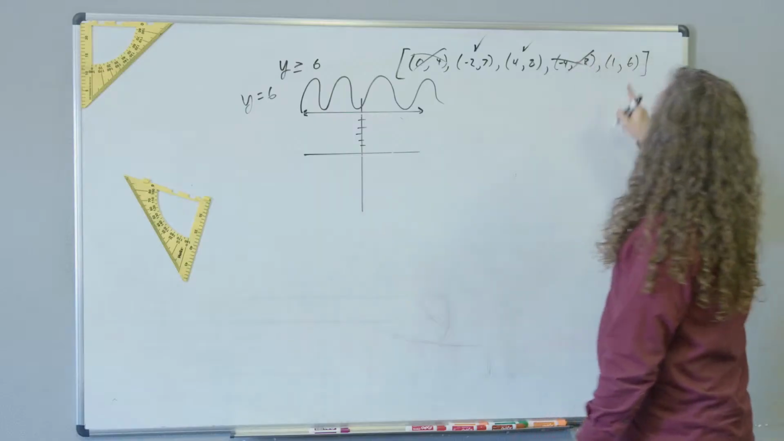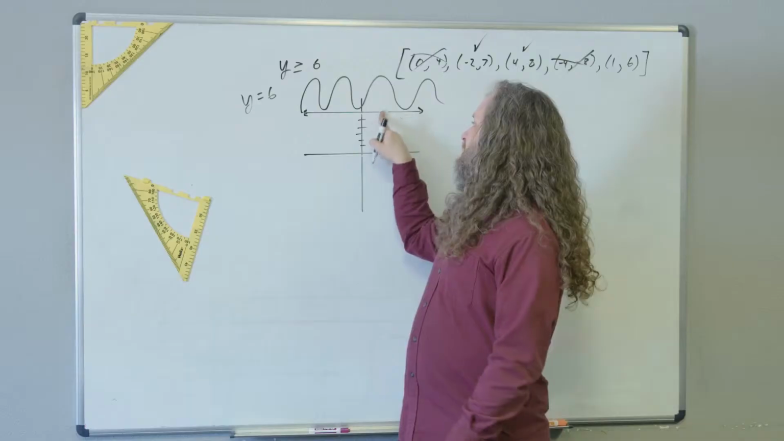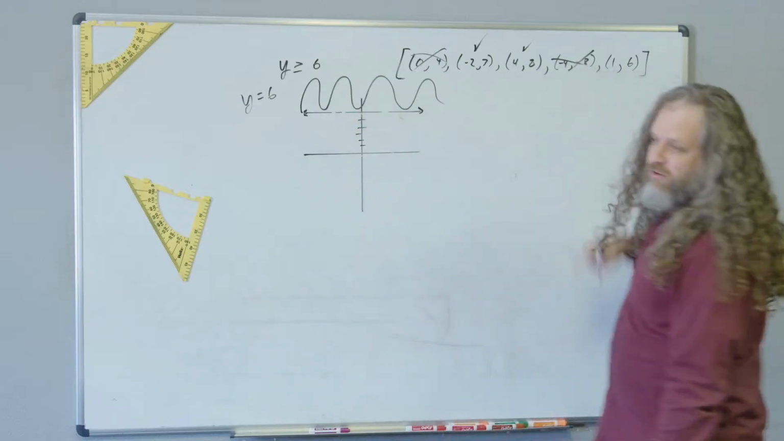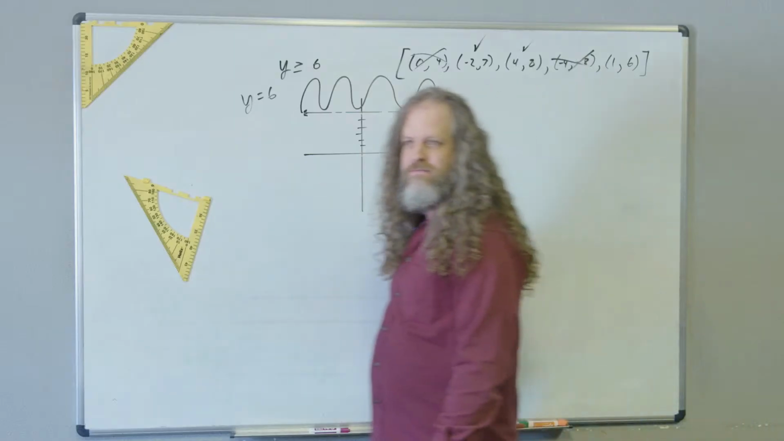Yes. 1, 6. Is it? Yes. It's on the line, right? And since it's solid, it counts. Now, if it was this, it would be another no, right? But it's not that. It's equal to.